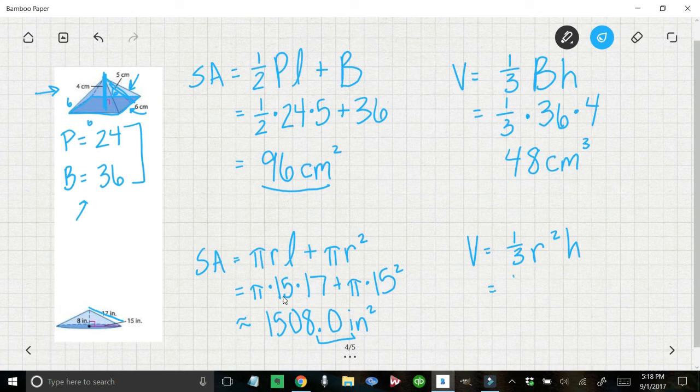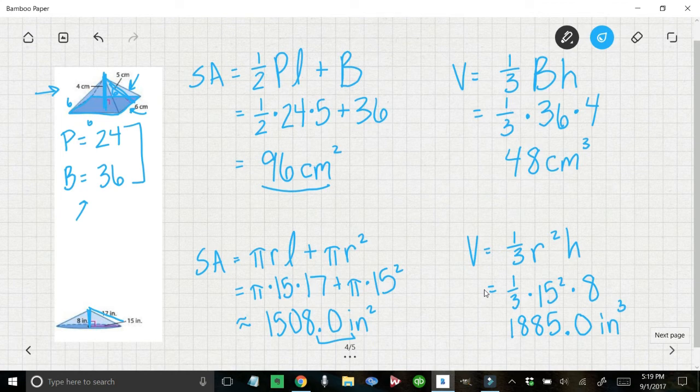And then for volume, we have 1/3 pi times the radius, which is 15, so 15 squared, times the actual height now. The actual height is only 8. When you type that into your calculator, you should get 1,885.0, and this also just happens to be 0 in the tenths place. Volume is going to be cubic inches, or you could say inches cubed.